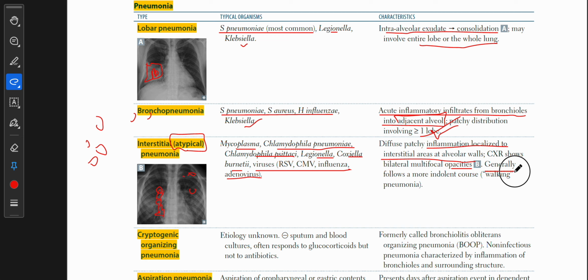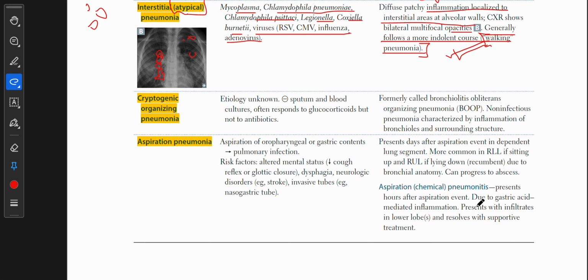And it generally follows a more indolent course, that is walking pneumonia. There is no severe or sudden onset of clinical symptoms. That is why it is also called walking pneumonia. This is very high yield. You have to remember that interstitial or atypical pneumonia is also called walking pneumonia because it has an indolent course.